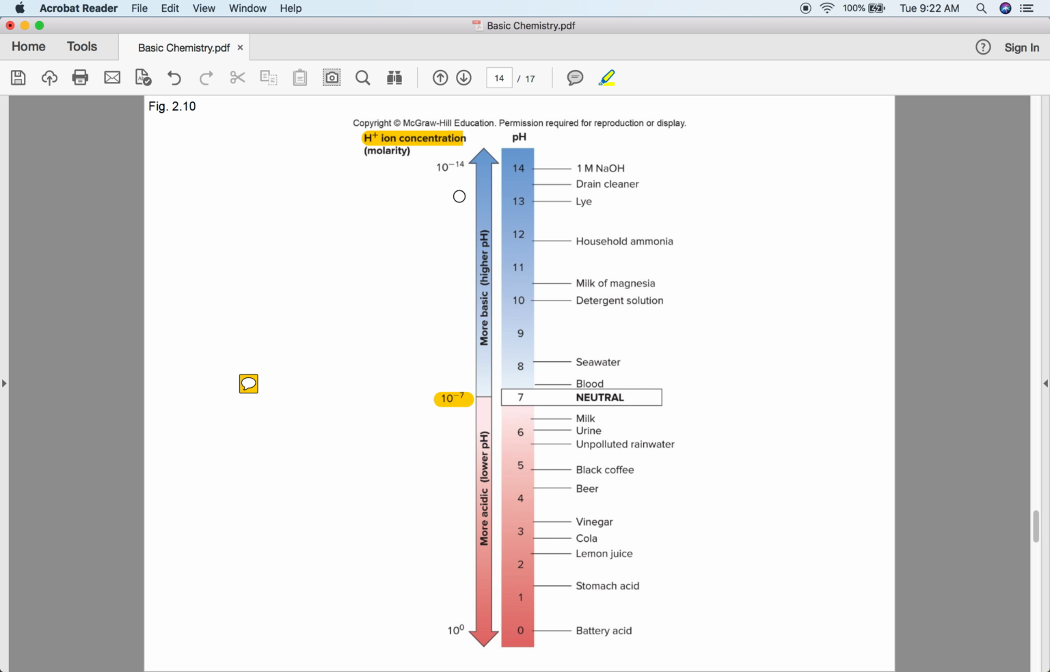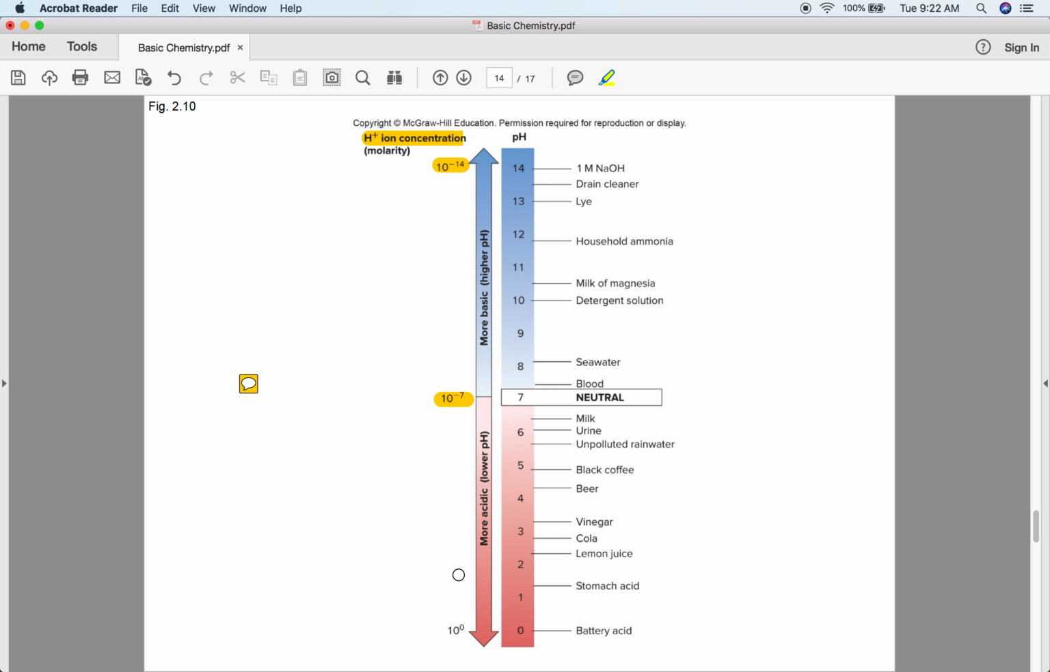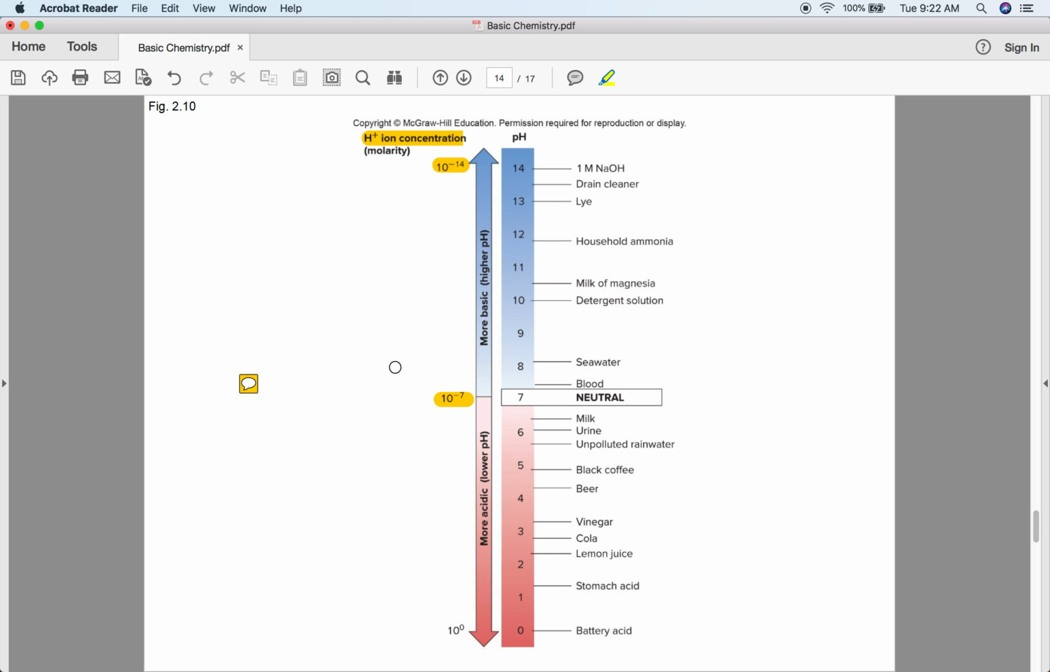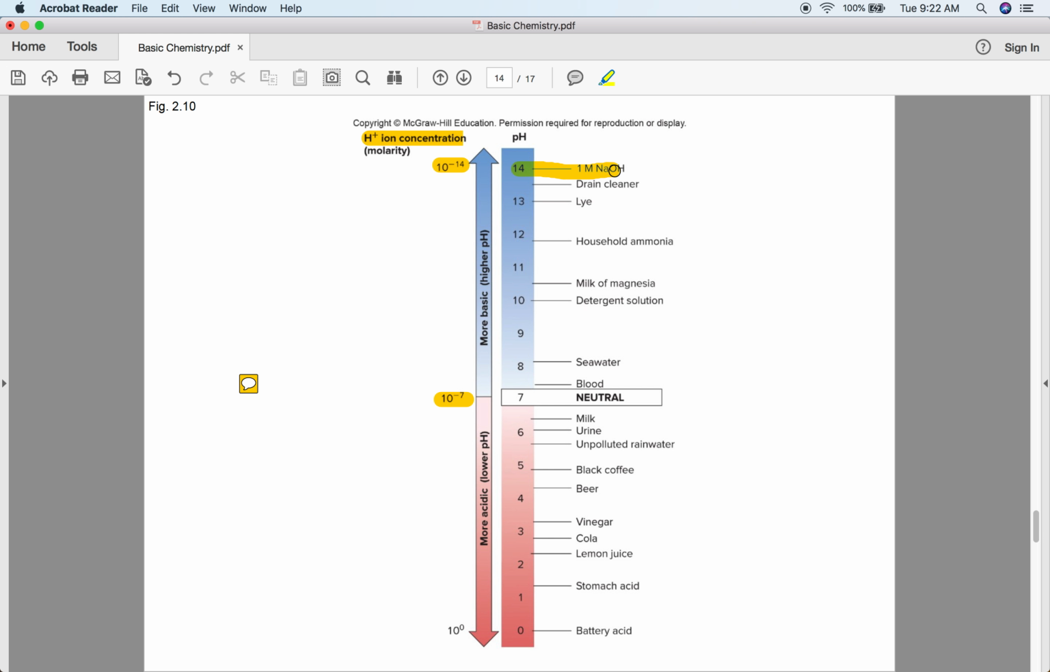Now, think of it this way though. 10 to the negative 14 is a smaller number than 10 to the negative 7, which is a smaller number than, say, 10 to the negative 0 or 4 or whatever, right? So what that means then is the H plus concentration increases as we move down. It decreases as we move up. All right, so a pH of 14 is very alkaline or basic. All right, so that's like straight sodium hydroxide.